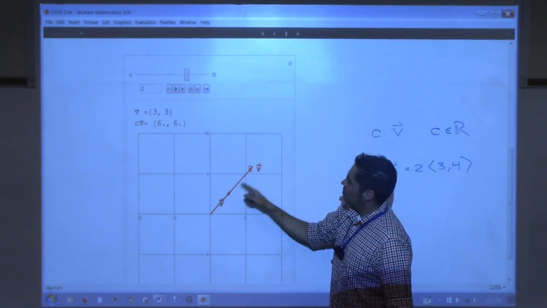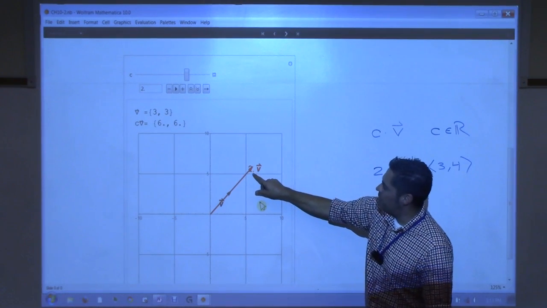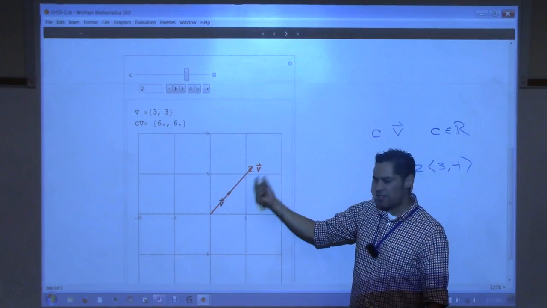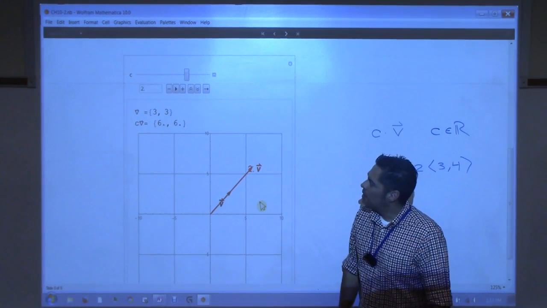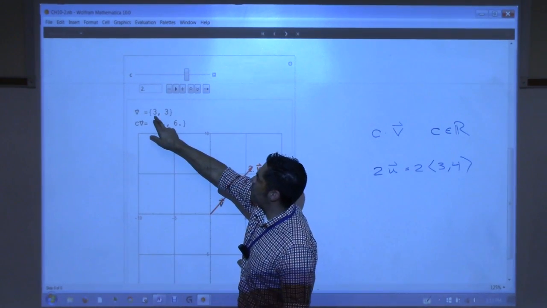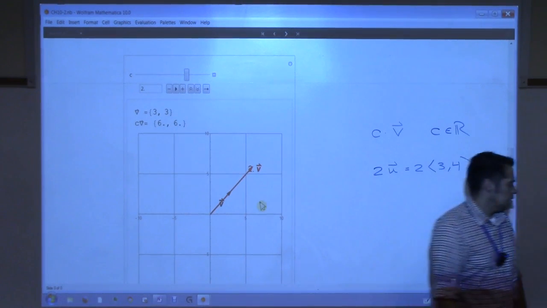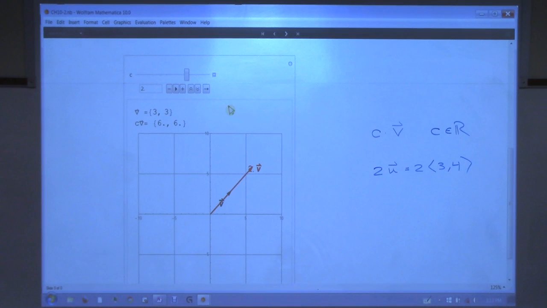If I do 2 times V, I know it's hard to see, it's going to double the length. Everyone agree that looks like double the length? Same direction though. And if the original vector was the vector 3, 3, the new vector is doubled, 6, 6. Very straightforward, right? Now I can move V around. And you can see that if I make V longer, then of course 2V gets longer.